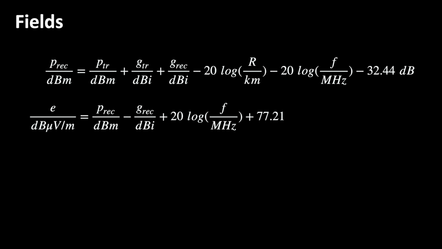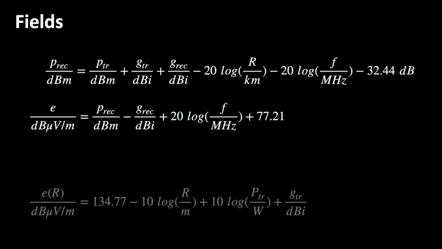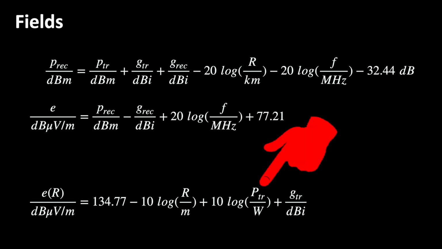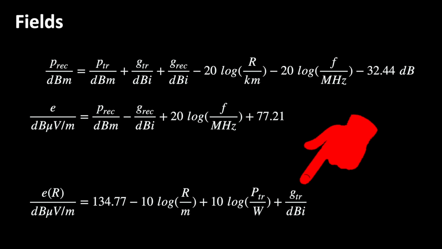We can convert received power to the corresponding electric field strength, but no surprise, there is a frequency dependency in the conversion. I chose dB microvolt per meter because it is a common unit of measure. For completeness, here's the formula to calculate the electric field strength in dB microvolt per meter from the distance r, the transmission power and the antenna gain.